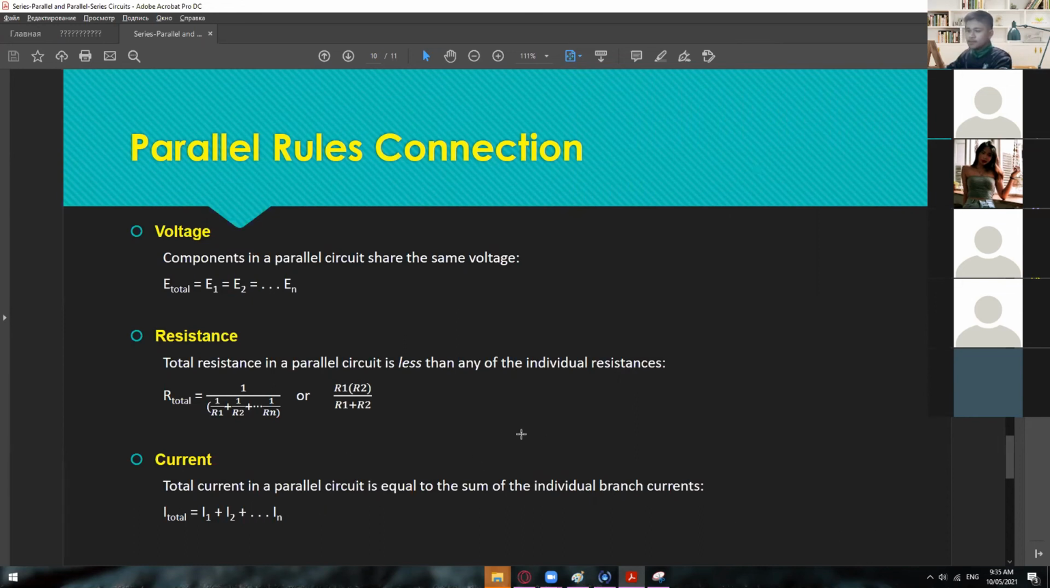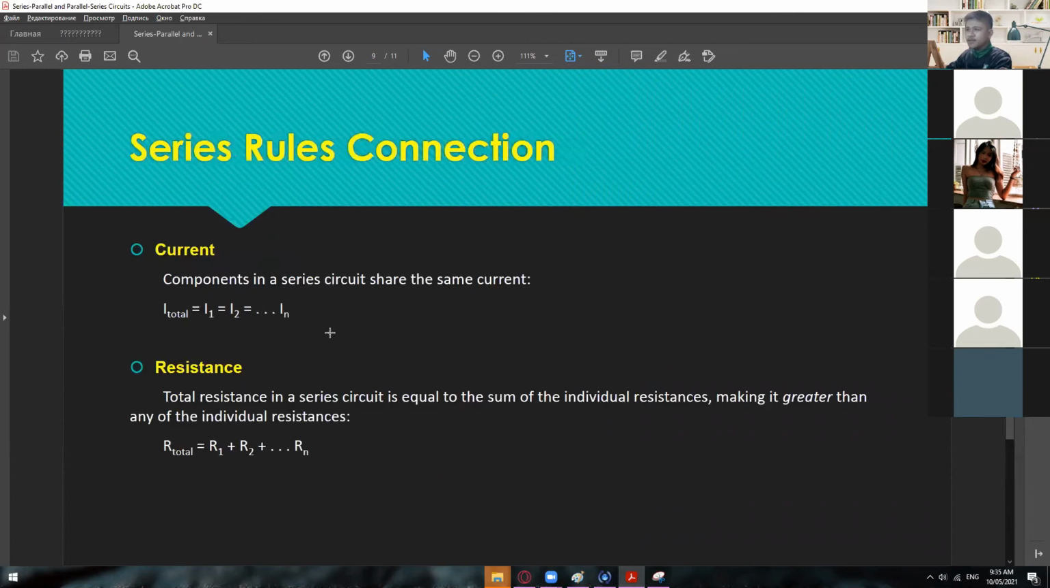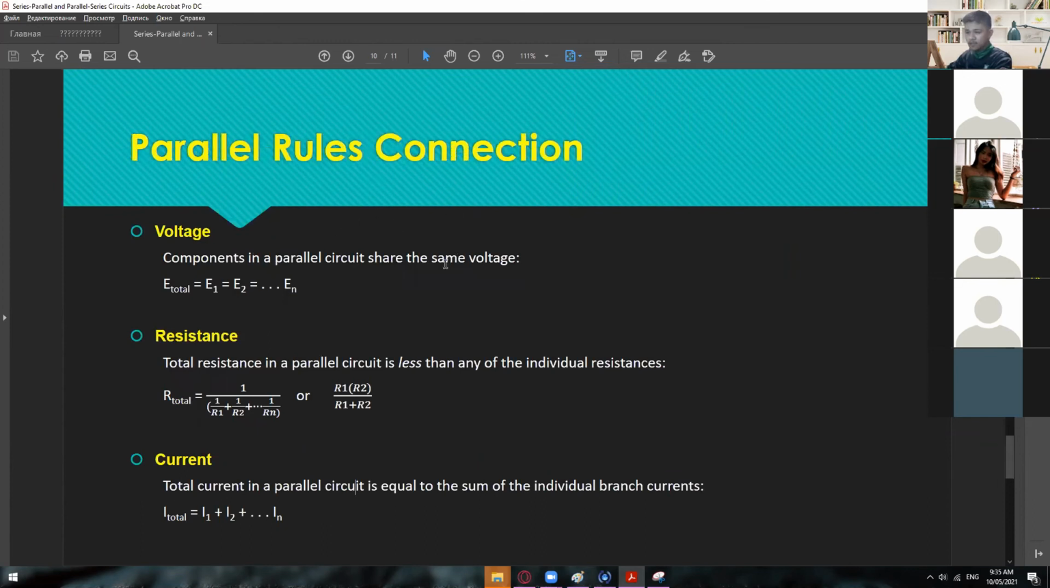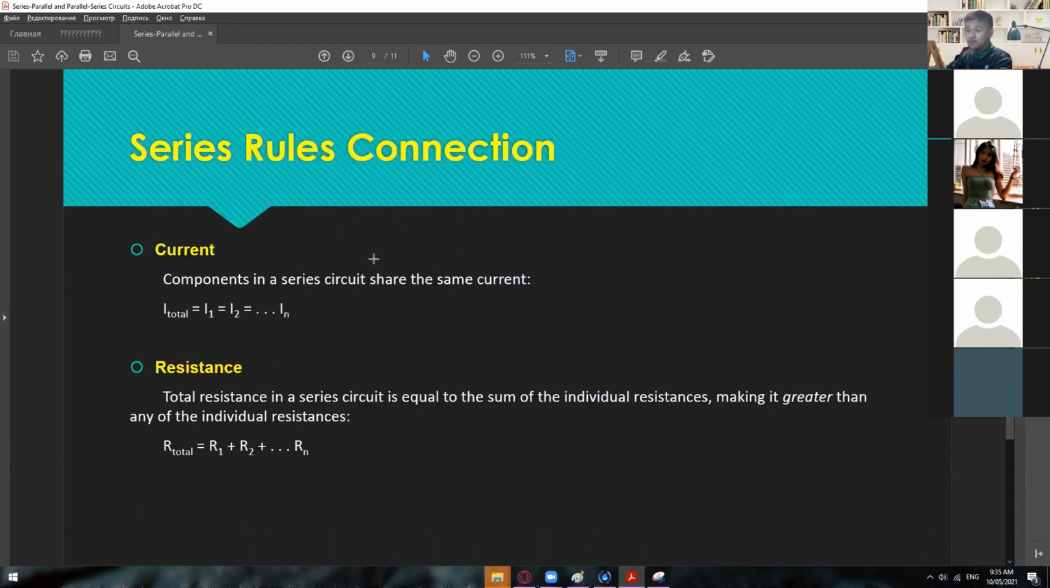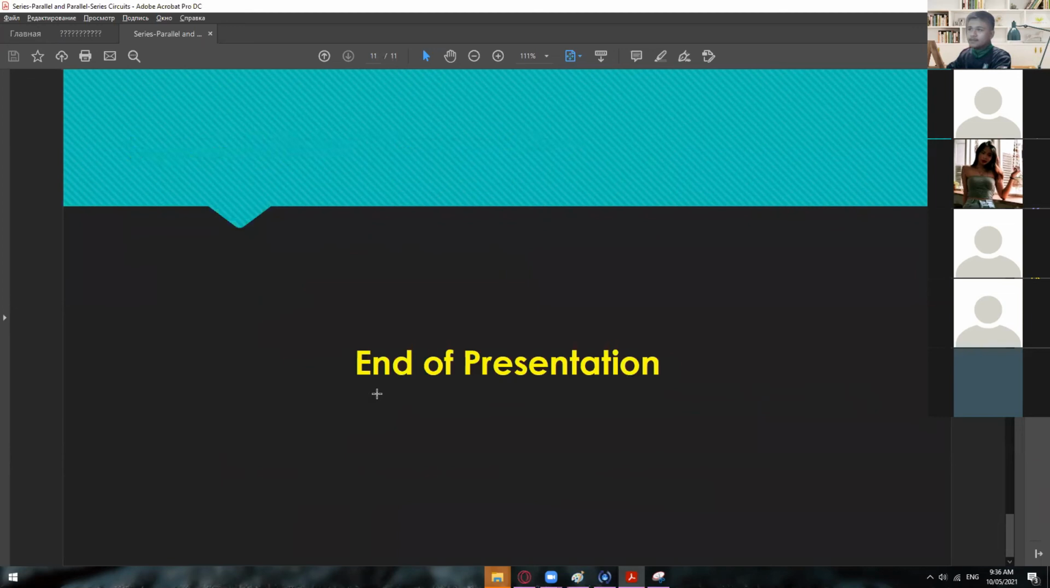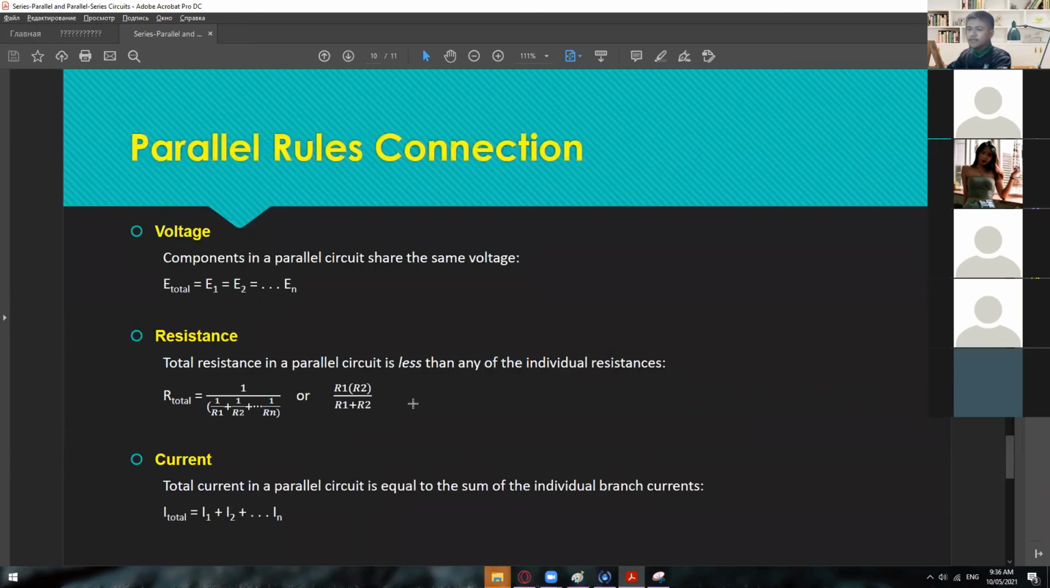Okay? So basically, ito yung mga kailangan yung tandaan when it comes to series rules connection and then parallel rules connection. So para hindi kayo malito, mas maganda sigurong i-screenshot nyo na itong dalawang to, and then yan na yung magiging basis nyo as your main notes for the mga following pang examples or following topics. Kasi ito yung magiging foundation nyo in every circuit that you're going to solve. Alright, so hanggang doon lang naman for the series parallel or parallel series connection.